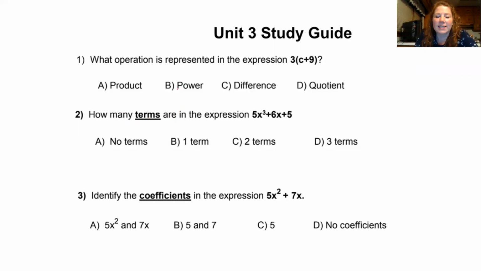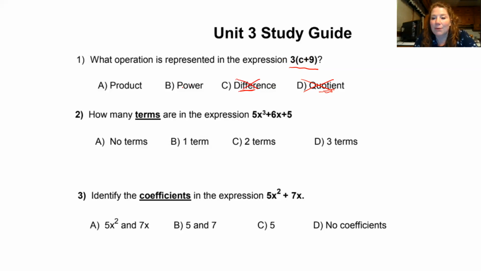On number one, it says what operation is represented in this expression? This one is a little tricky. I almost feel like it's easier to see what we can eliminate. If we start with letter D, I know quotient means division. Do you see any division up here? I don't either, so we're going to get rid of that one. Letter C says difference. Difference in math means subtraction. I definitely don't see any subtraction up here, so we can eliminate letter C.